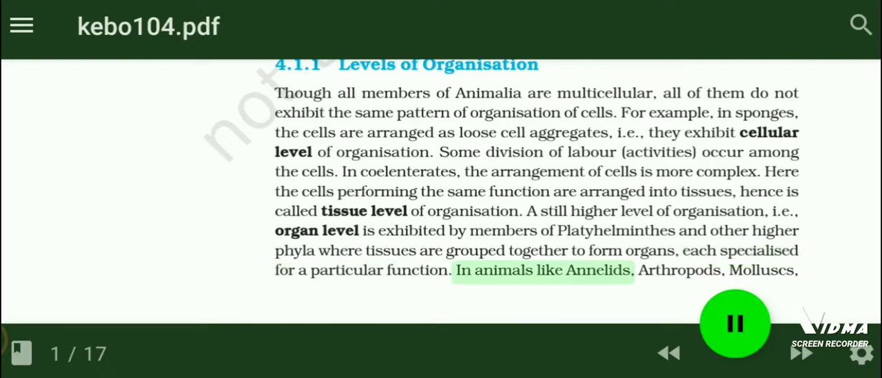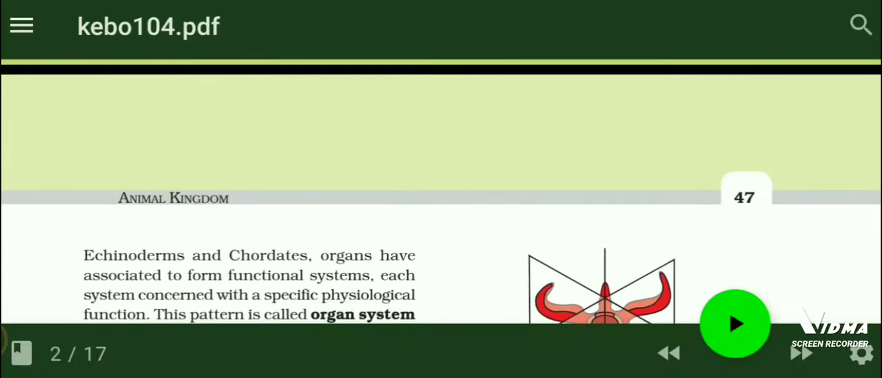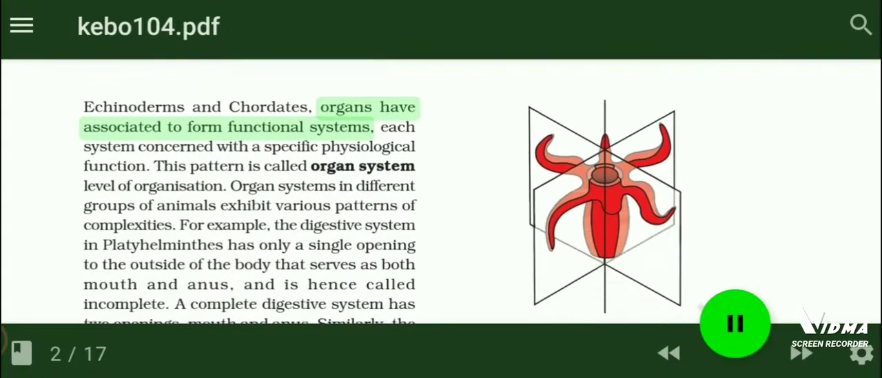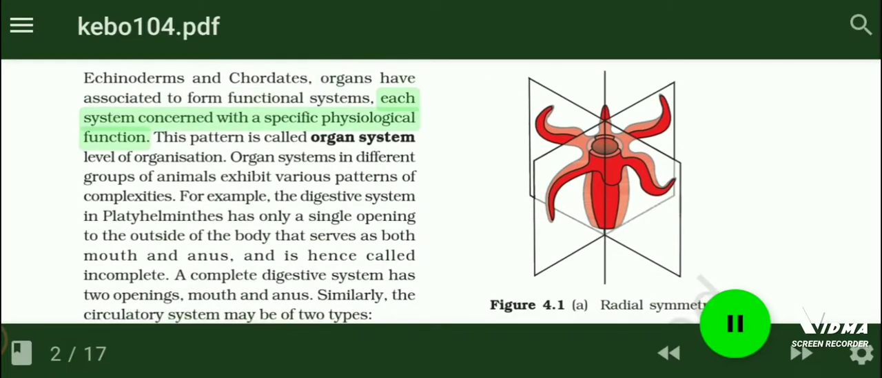In animals like annelids, arthropods, mollusks, echinoderms and chordates, organs have associated to form functional systems, each system concerned with a specific physiological function. This pattern is called organ system level of organization. Organ systems in different groups of animals exhibit various patterns of complexities.